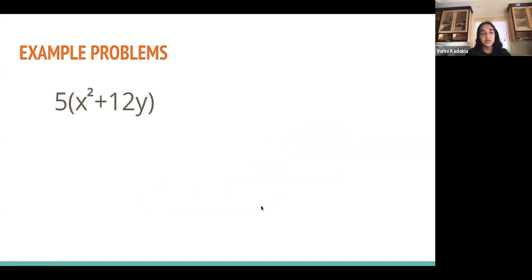Here's another one. So here there are actually two variables, so make sure you include both variables.